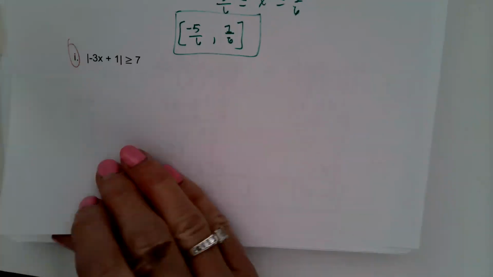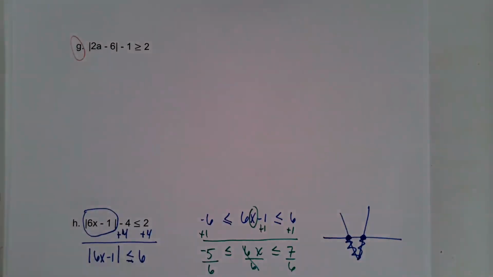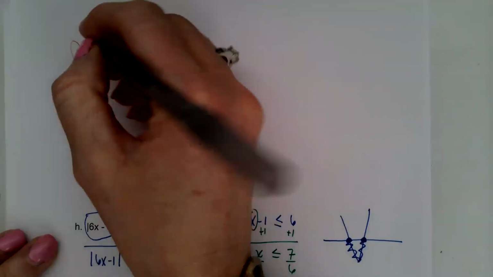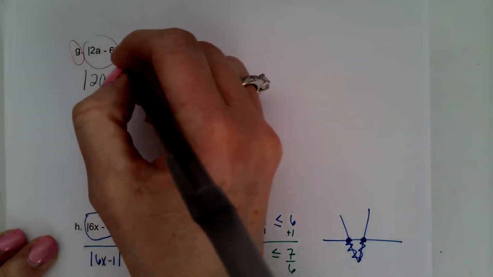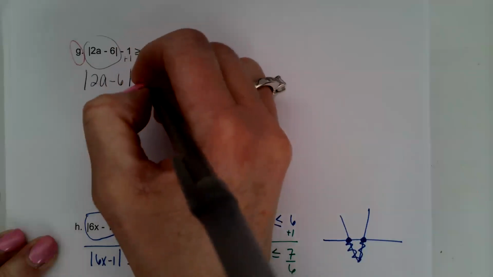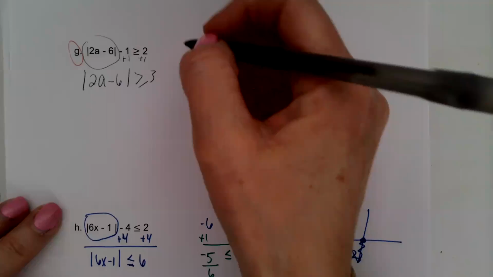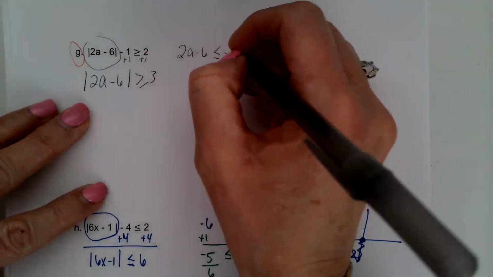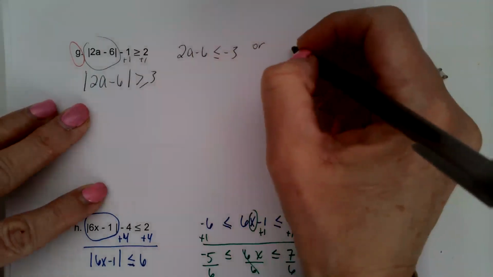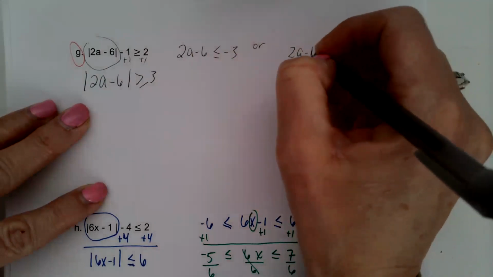Okay, let's flip the page, and we've got letter G at the top. And for letter G, we are going to first isolate the absolute value before we make any decisions. So it's the absolute value of 2a minus 6, after adding 1, is greater than or equal to 3. So again, because it's greater than, we're going to be on the outsides. So we're looking at when 2a minus 6 is less than or equal to a negative 3, or 2a minus 6 is greater than or equal to the positive 3.